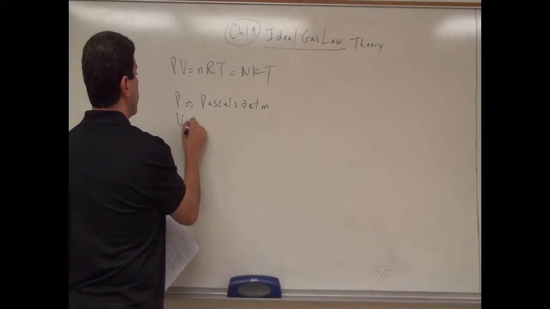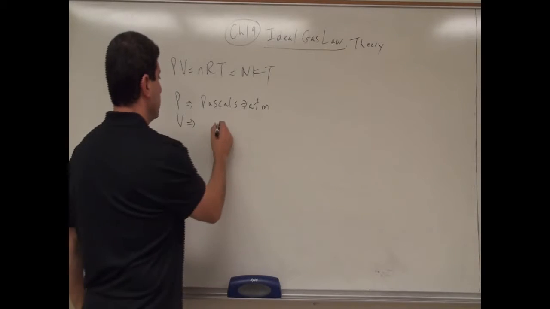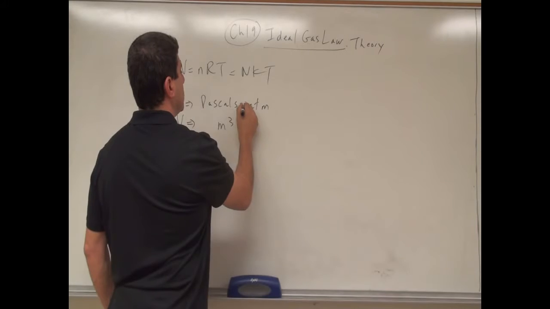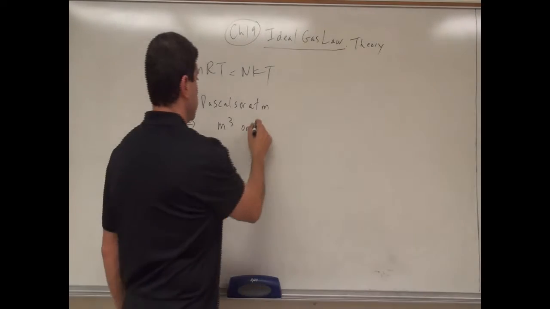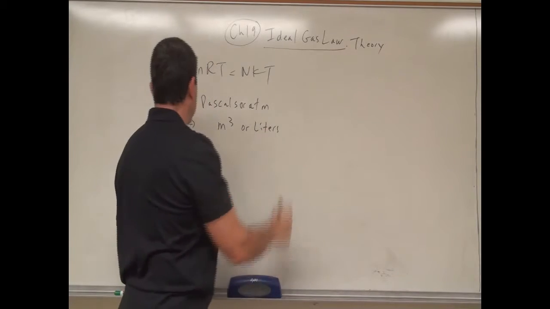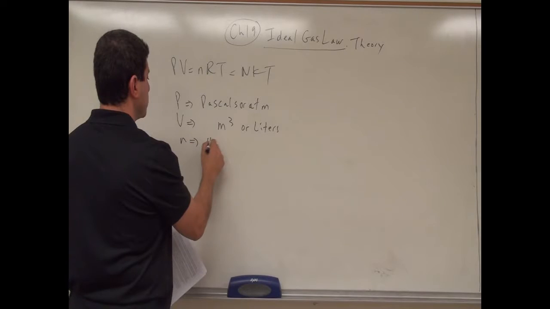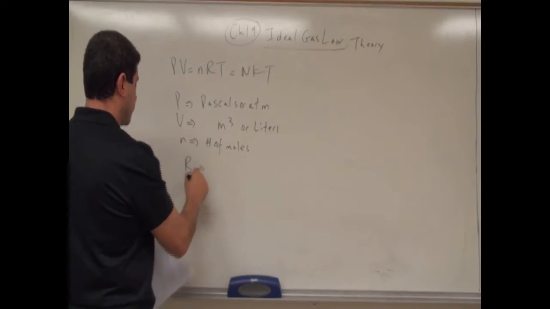The units for the volume, if you use pascals, you want to be using meters cubed, or if you're going to be using atmospheres, you could be using liters, right, for the volume. And then n, of course, is the number of moles. R is the gas constant.